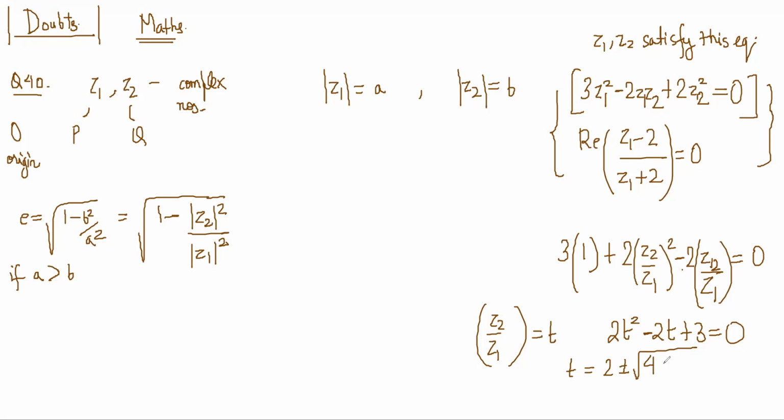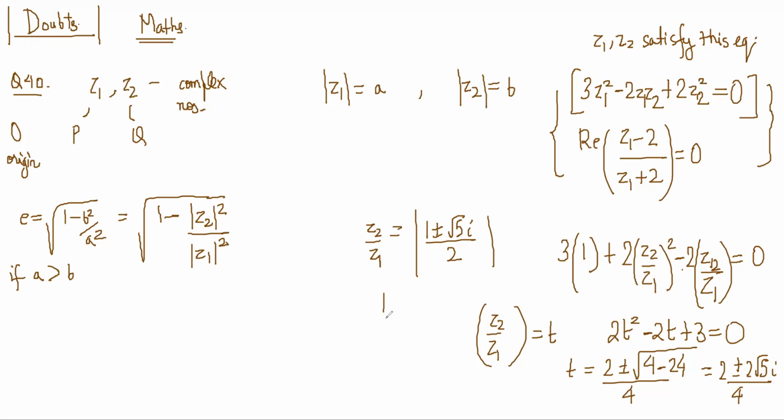Now I think I can do it, sir. With the clue you gave. Dividing by z1 square, then this complex number comes. Take the mod of that, right? Yes, sir. So you will get the mod of z2 by z1 directly, right? Correct. 2 plus minus 2 root 5 i, by 4. So 1 plus minus root 5 i by 2 is my z2 by z1, right? Take the mod of this. It's 1 by 4 plus 5 by 4. So 3 by 2, right? Correct?